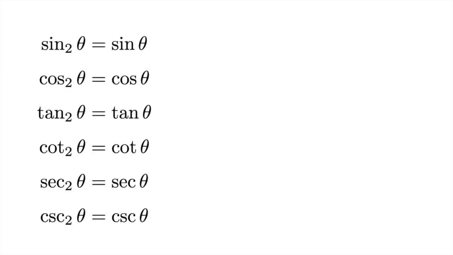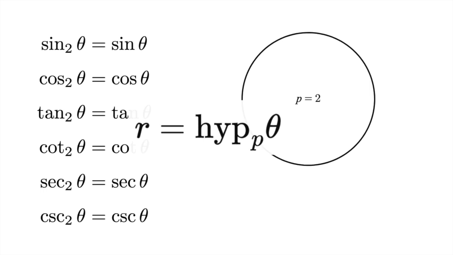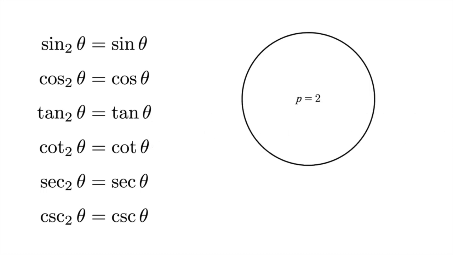Speaking of circular counterparts, I've been saying base 2 a lot when referring to our usual trigonometry. That's because when p equals 2, squircular trigonometry becomes circular. If we remember that r equals height base p of theta, we can see that height base 2 of theta equals 1, and r equals 1 is the polar equation for a circle.